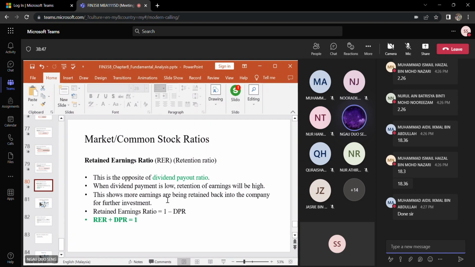So this shows more earning is being retained back into the company for further investment if the retention ratio adalah tinggi. So retained earning ratio equals 1 minus dividend payout ratio. Atau kita boleh tulis retention earning ratio tambah dividend payout ratio bersamaan dengan 1. Alright, bersamaan dengan 1.